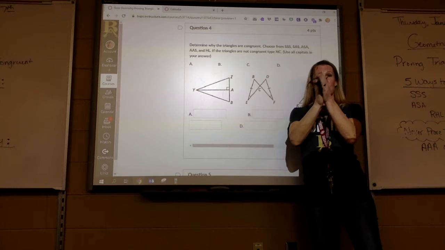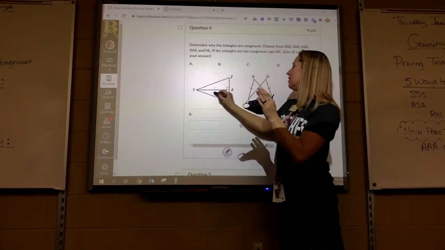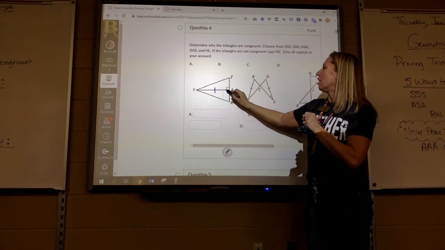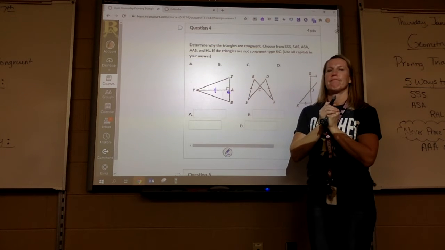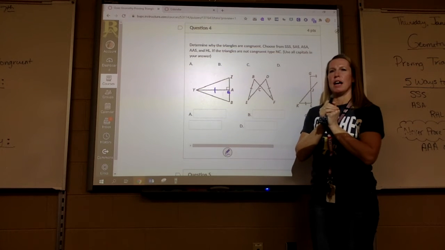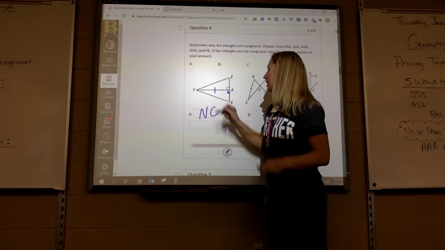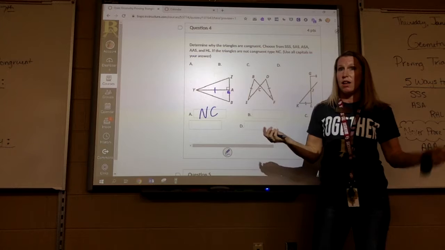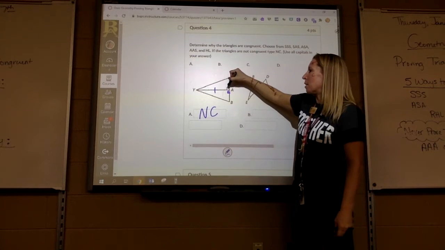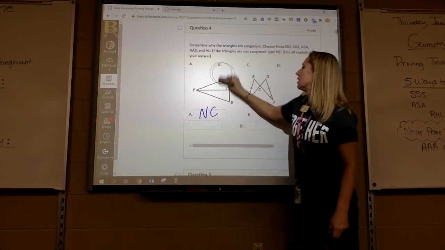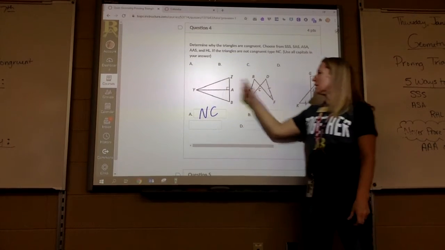These triangles are smushed together, so I can mark that side. I know this is a right angle, this is a right angle. I have a right angle and a side. That's not enough information, so NC. That's not RHL. We don't have enough information. I would have to spell angle, side, side for it to be RHL. So NC.